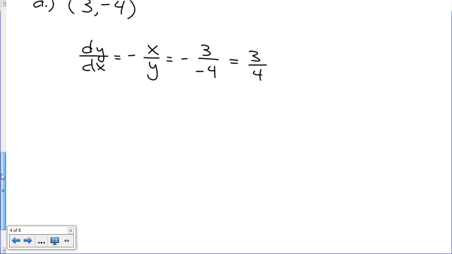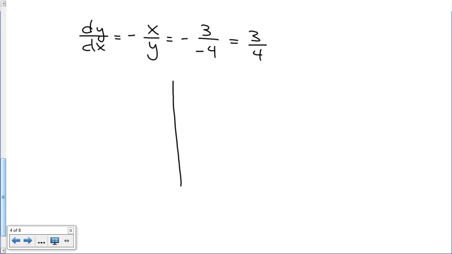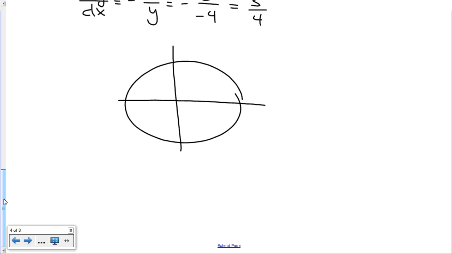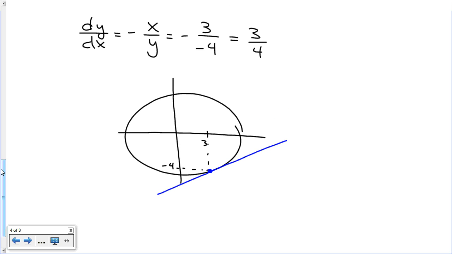And we can sketch what that looks like here. I'm just going to roughly sketch it. If you wanted a little more accurate sketch, you certainly could, but I'm just going to roughly sketch that. That wasn't a very good circle, but that will work. This we're going to say is 3, and that is negative 4. So what we just found is that at this point here on our circle, if I were to sketch in the tangent line, something like this, the slope of that tangent line is equal to 3/4.